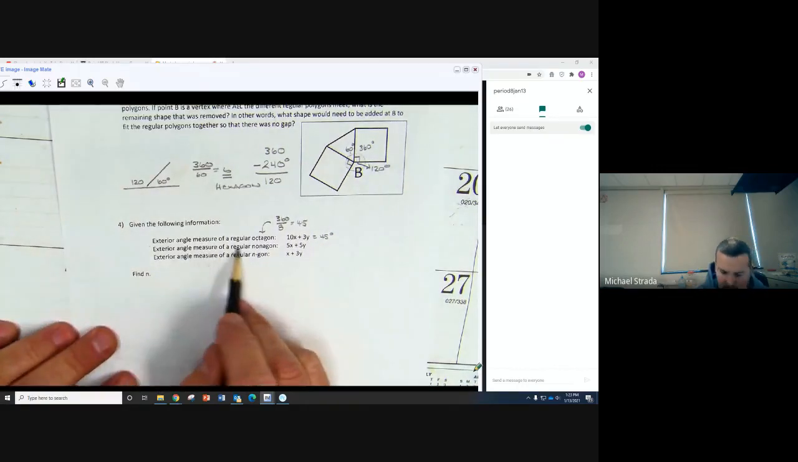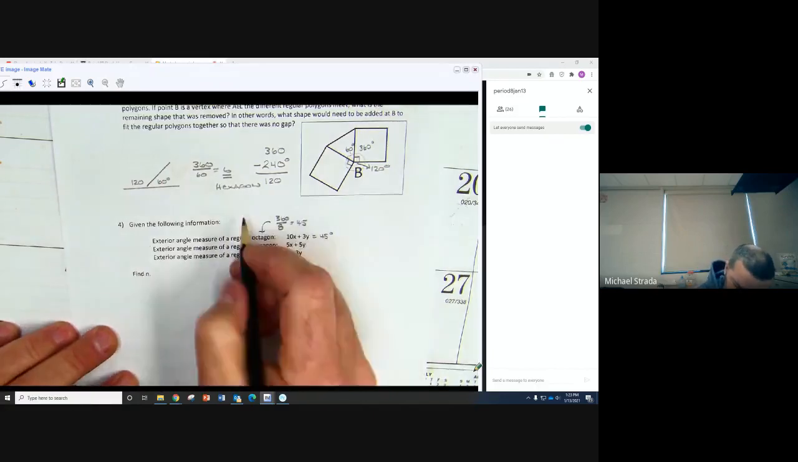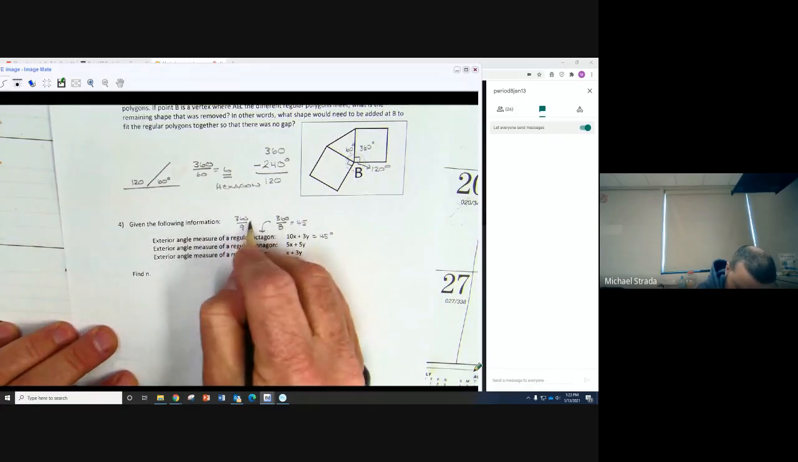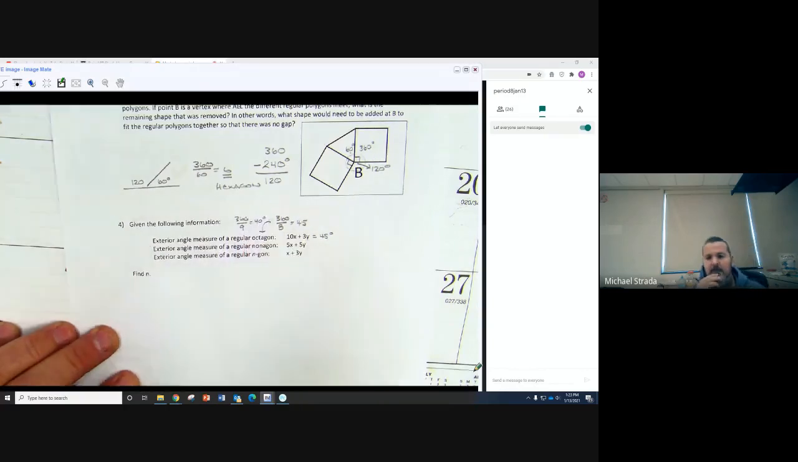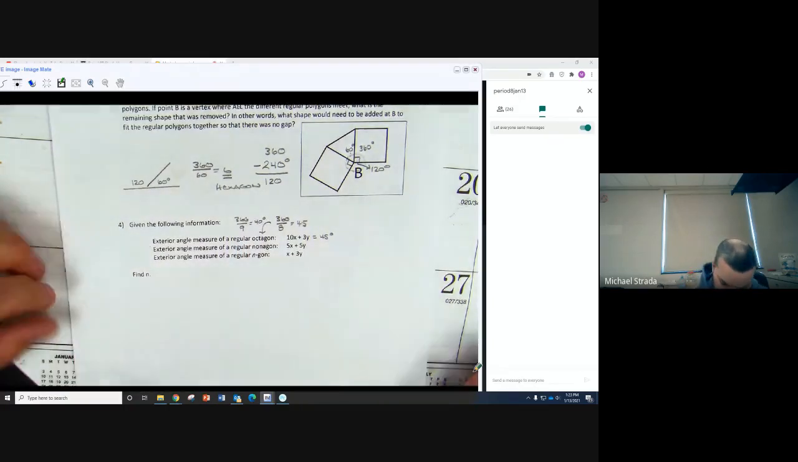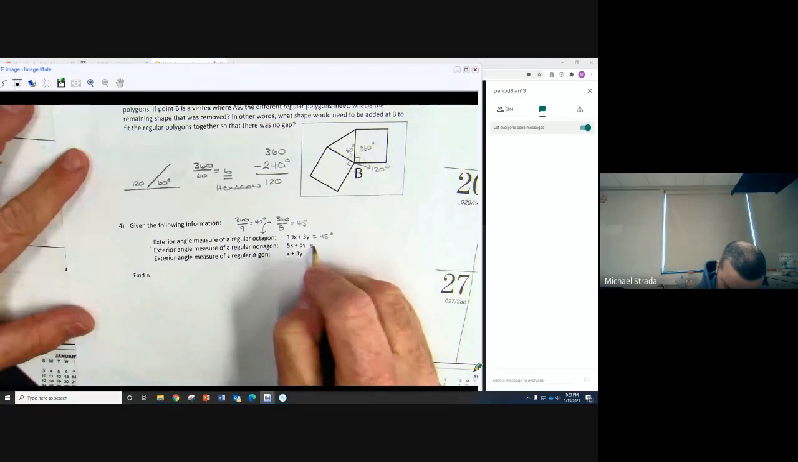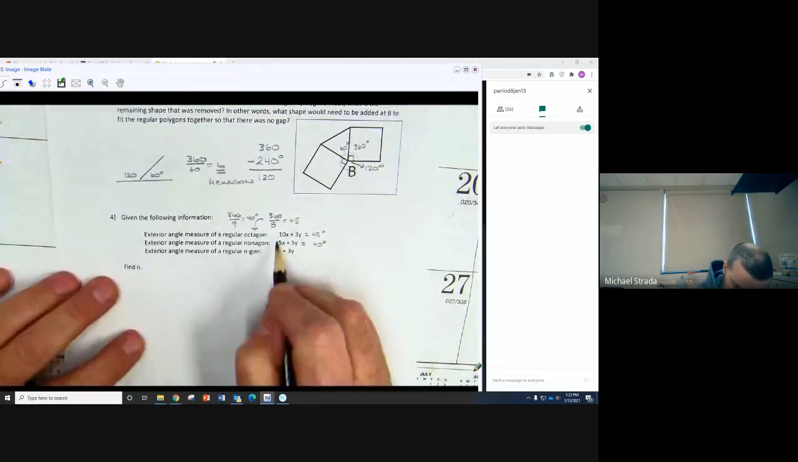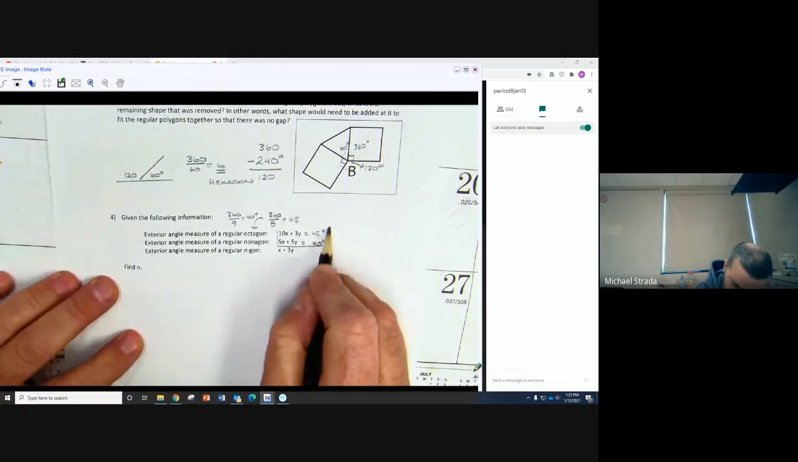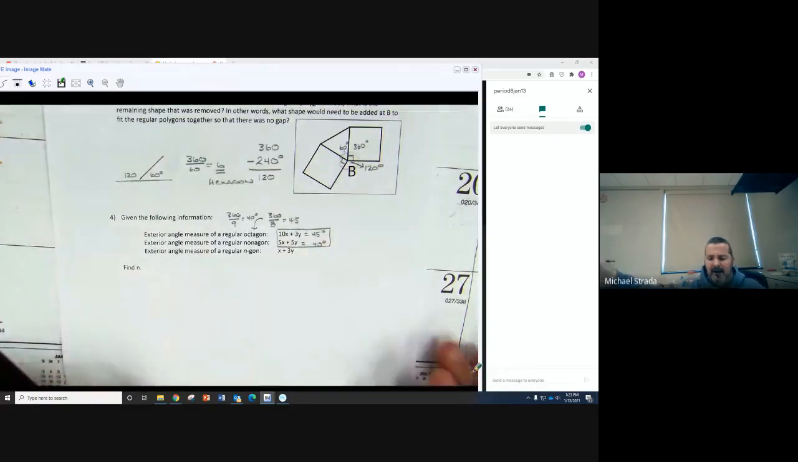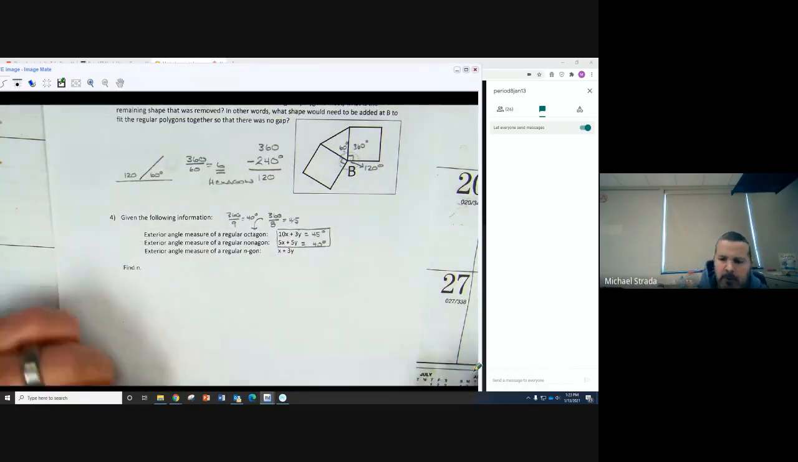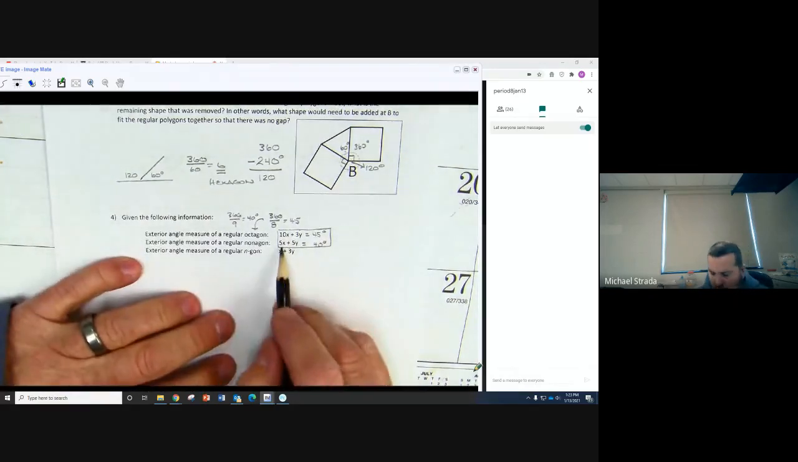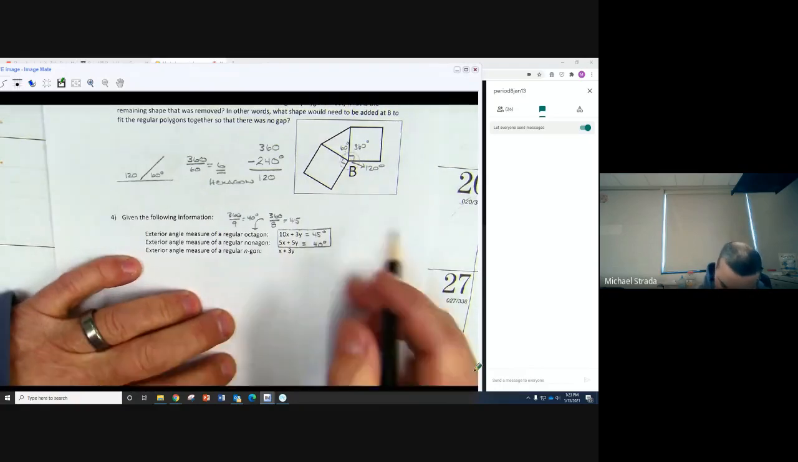Exterior angle measure of a regular nonagon. A nonagon has 9 sides. I'm going to do 360 divided by 9. That gives me 40 degrees, which means the exterior angle measure of a regular nonagon is 40 degrees. All right, ladies and gentlemen, I have 2 equations with 2 variables. I have myself a system. You can solve it using substitution or elimination. Because 5 goes into 10 evenly, I'm going to use elimination.